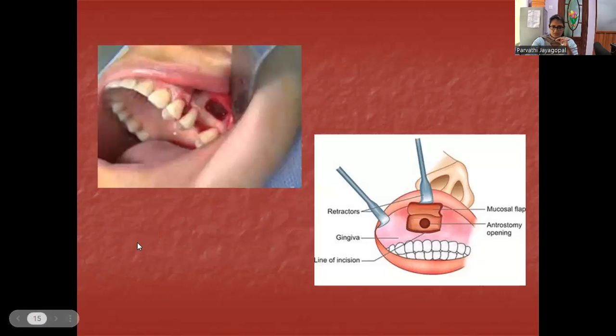This is a procedure where a semilunar incision is placed from the region of the canine fossa to the molars. You open up a flap, you see the anterior wall of the sinus. A small opening is made into the anterior wall of the sinus in order to get access into the sinus. This can be used to retrieve any foreign objects in the sinus, and it can also be used to remove the chronically infected sinus mucosa.